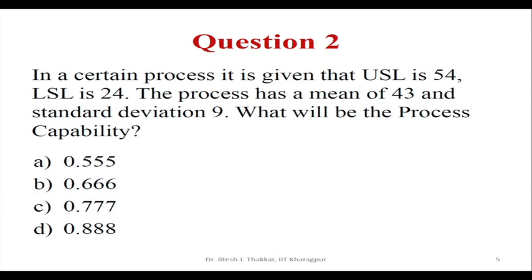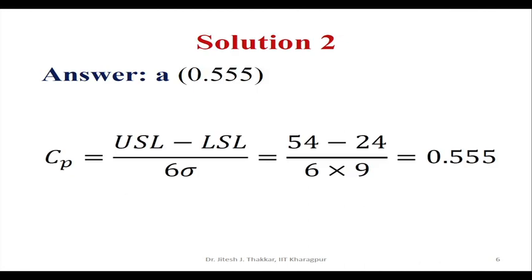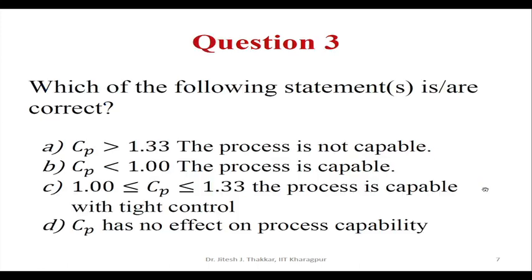Question 2. In a certain process, it is given that USL is 54, LSL is 24. The process has a mean of 43 and standard deviation 9. What will be the process capability? So, the correct answer is A, 0.555, and this you can find easily by finding the Cp, USL minus LSL by 6 sigma.